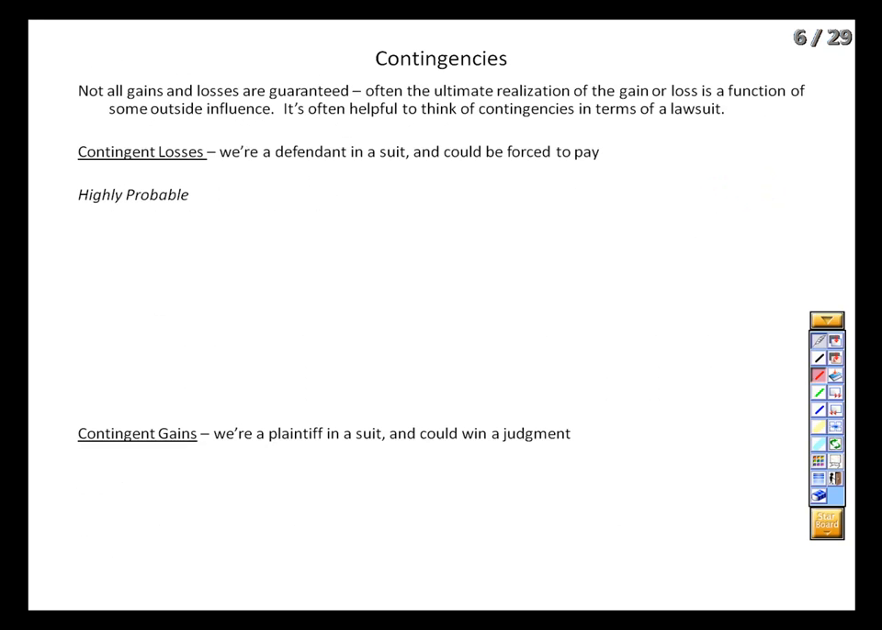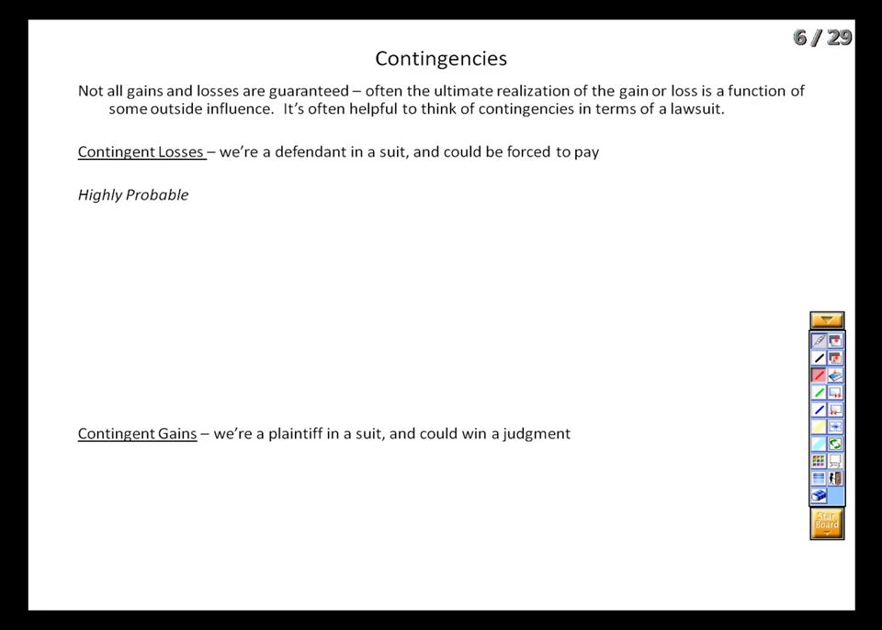Next topic is contingencies. The book only spends a couple paragraphs on this, but I'm going to expand upon it a bit, because this really is a big deal, and it's worth your having a good idea as to how all this stuff works. What's a contingency? It's something that's contingent upon some other outcome, something that's not entirely, or perhaps at all, in our hands.